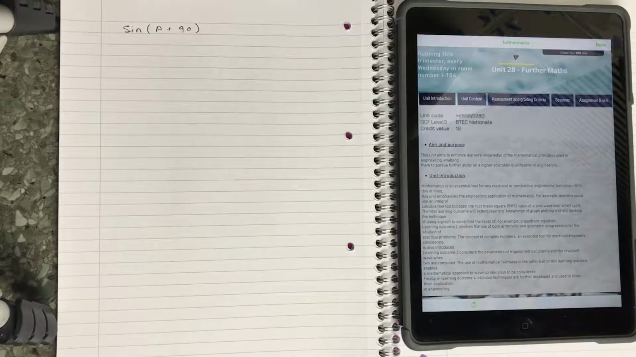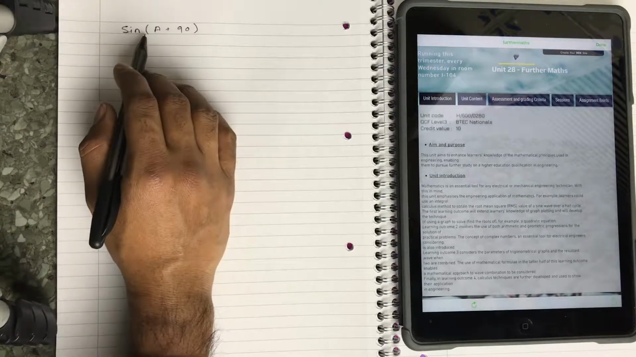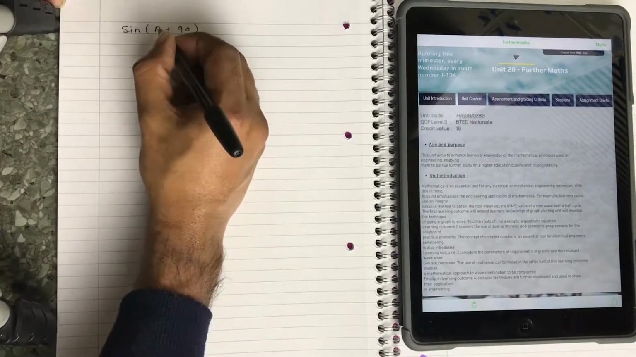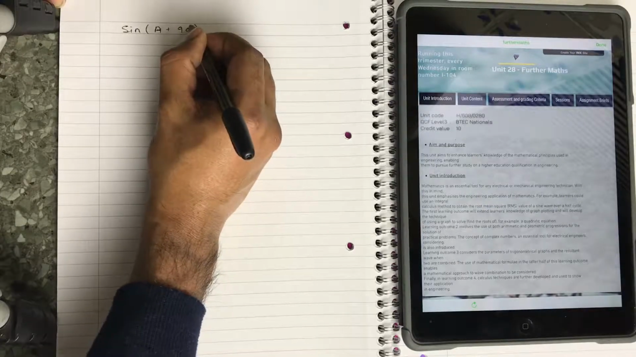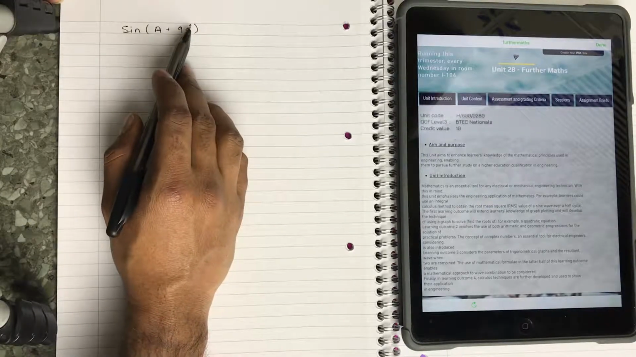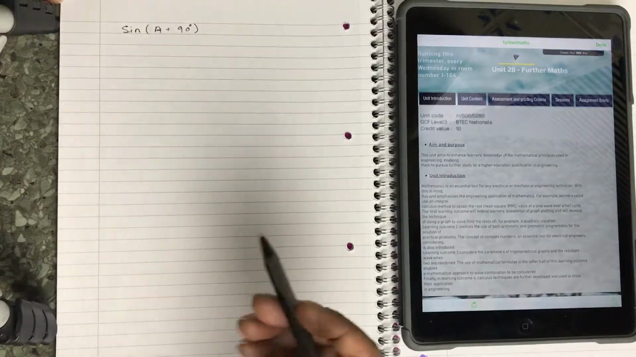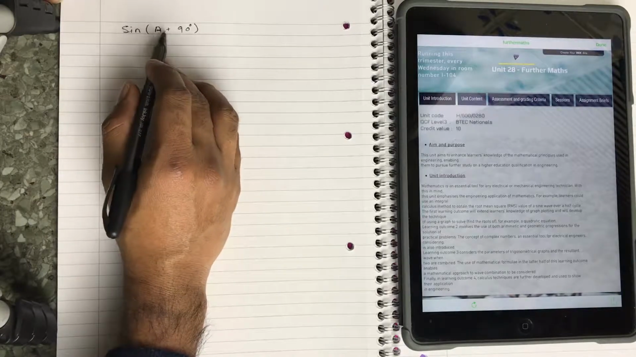Hi students, in this video I'm going to show you how to solve problems involving compound angles. Here I have the value sine of a plus 90, and this is in degrees. Always make sure that if it is in degrees you put a small degree sign here, or else it could be assumed to be in radians, which is a completely different angle. So, sine of a plus 90.